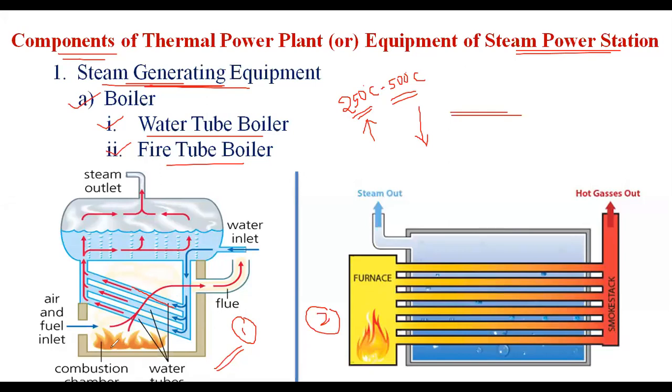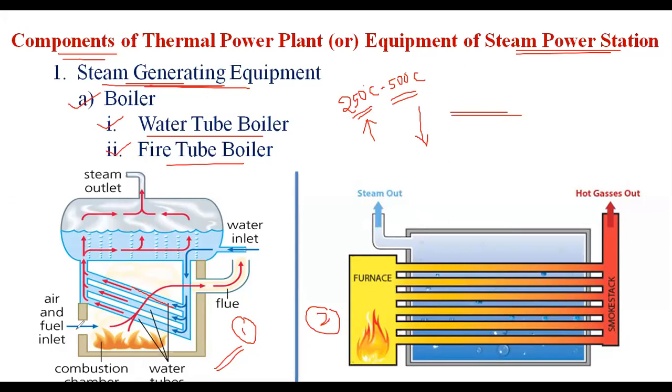Now you can observe here, the fire surrounds the tubes. Due to that, the water temperature rises very quickly. Another thing, in the boiler furnace we are supplying three inputs. One is the fuel, which in a thermal power plant is coal. Then atmospheric air, to burn the fuel fast. And another one, water, which we use in the boiler.